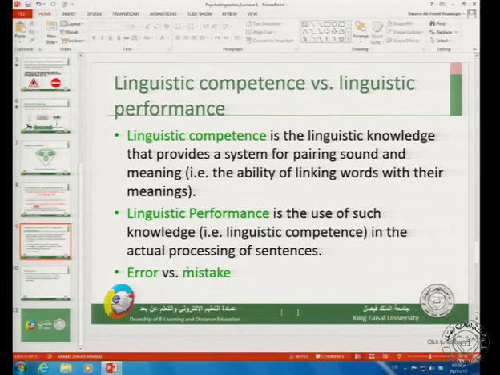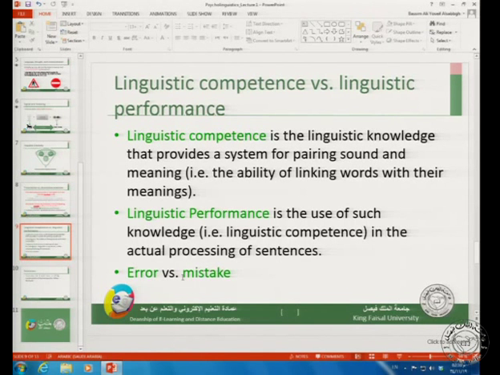If this misuse of language results from lack of knowledge, it is called an error. Why? Because you don't have linguistic competence. You don't know how to use the language. If the misuse of language results not just from lack of knowledge, but in one way or another you produce the wrong sentence, this is called a mistake.